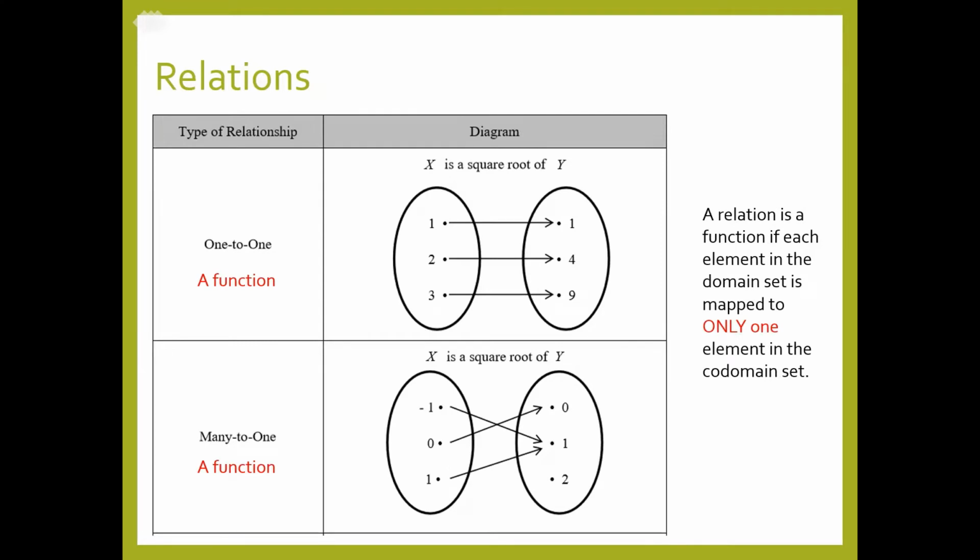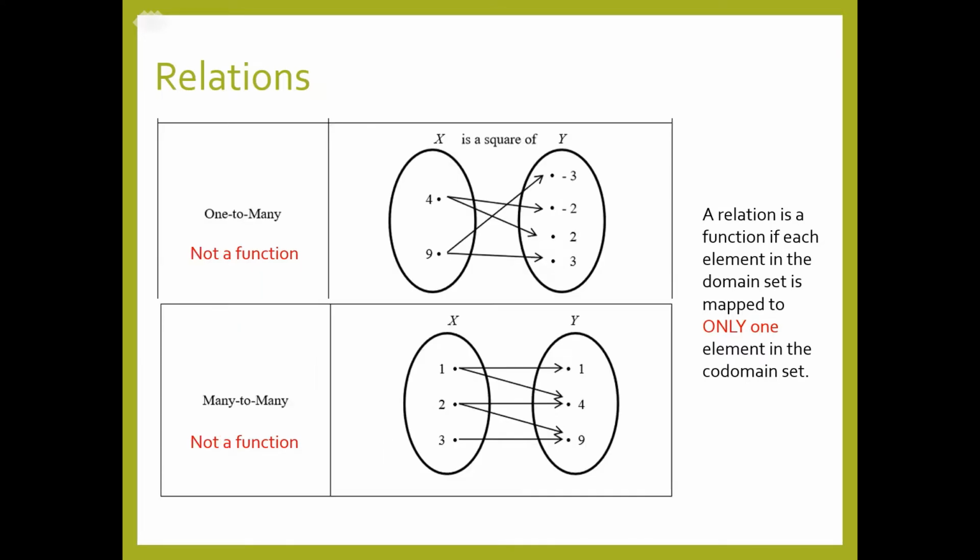Basically, a function refers to a relation if each element in the domain set is mapped to only one element in the codomain set. Therefore, the relations of one-to-one and many-to-one are called functions. Take note that the relation of one-to-many or many-to-many is not a function because there exists at least one element in the domain set which is mapped to more than one element in the codomain set.